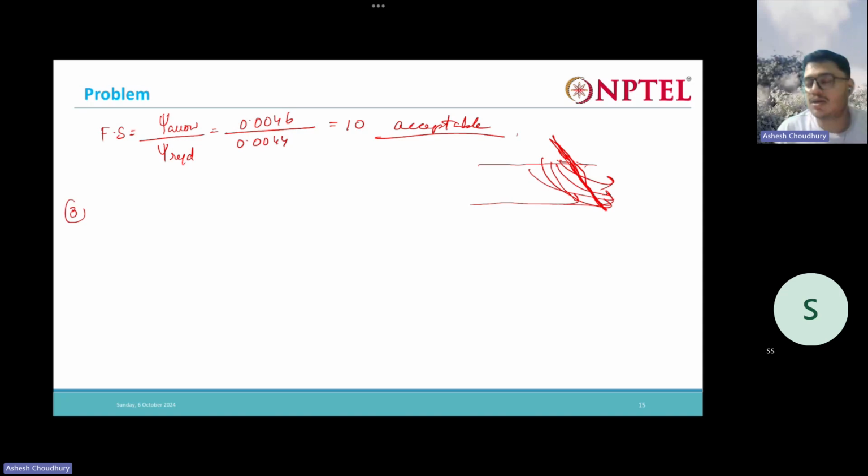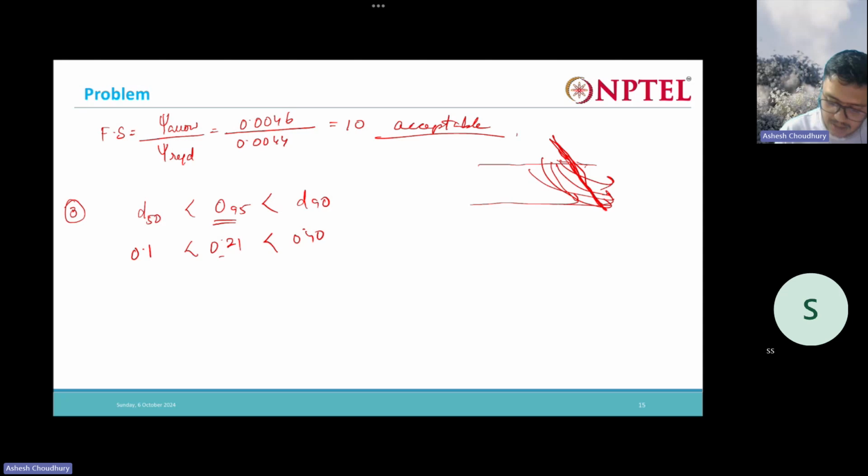Now the next part is what? The flow criteria is done. The next part is the retention criteria. The retention criteria: 0.21 should be less than 0.24. So this is given, and this is satisfied. Okay.